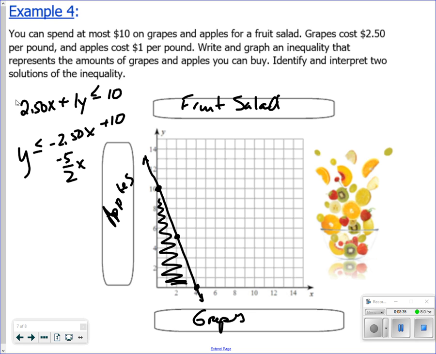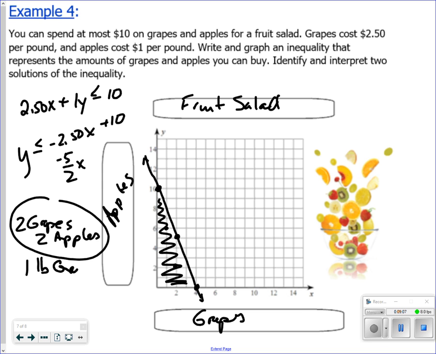So now identify and interpret the two solutions. So basically what they want is give me two answers that are in the shaded region. Any two answers. So like (2, 2). So if you buy 2 pounds of grapes and 2 pounds of apples, then you have enough money to pay for 2 pounds of grapes and 2 pounds of apples. Another example, let's go (1, 6). So 1 pound of grapes and 6 pounds of apples, and you would have enough money to pay for that as well.